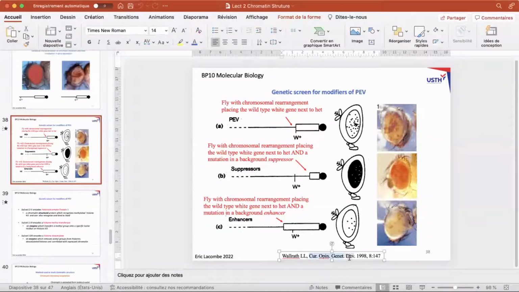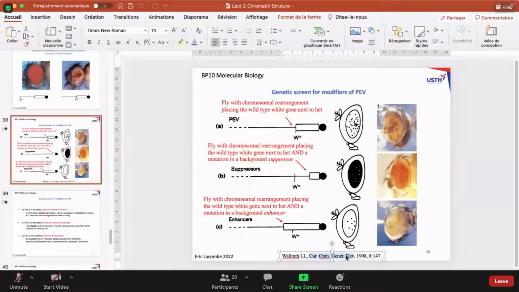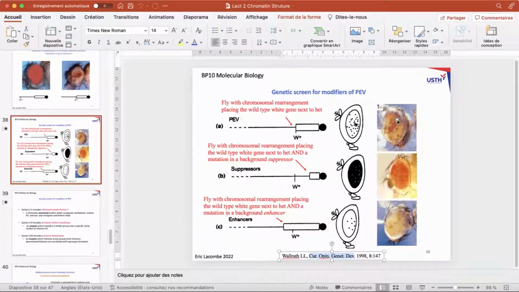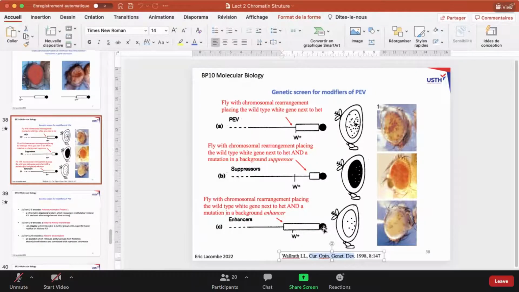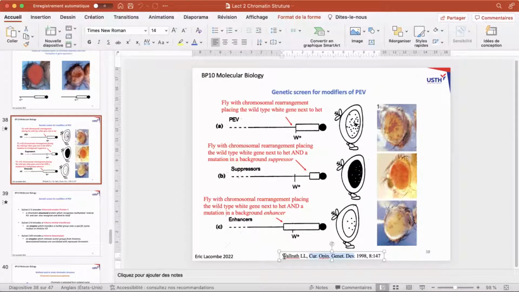Current Opinion in Genetics and Development. This is a review paper, so it's a synthesis of plenty of different research papers. And all these pictures were taken from the references inside that review. So this is maybe why you didn't find it. But I will get you this paper.